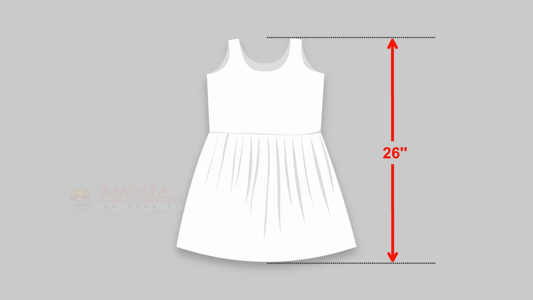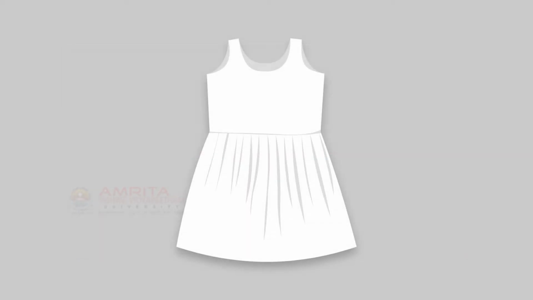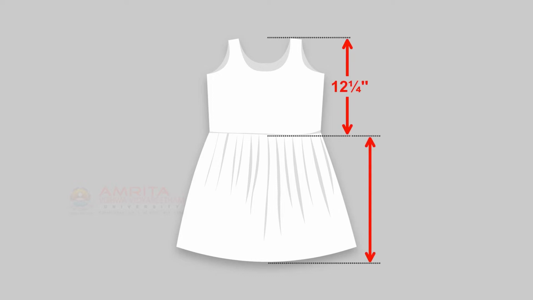As per the measurement chart, the full length of the ordinary petticoat is 26 inches, front length is 11.5 inches, and the chest circumference is 24 inches. With these measurements, let's calculate the length of the fabric required for making the ordinary petticoat. In the previous session, we calculated the total front length as 12.25 inches and the total skirt length as 17 inches with all the seam allowances added.